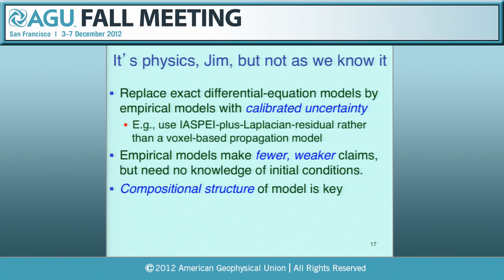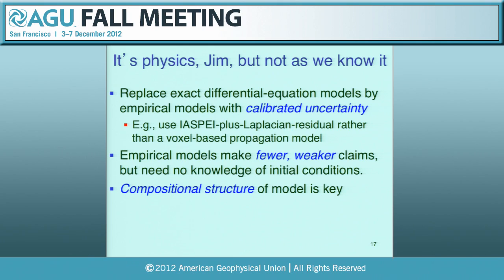So let me show you some of the pieces of that, but first let me just say this is still physics, right? It doesn't look like physics. It doesn't have curly Ds and Greek letters, and well, it does have Greek letters, but it doesn't have a lot of curly Ds, and so it's not a classical kind of differential equation model. These are really mostly empirical models, and the important part is that they have calibrated uncertainty.